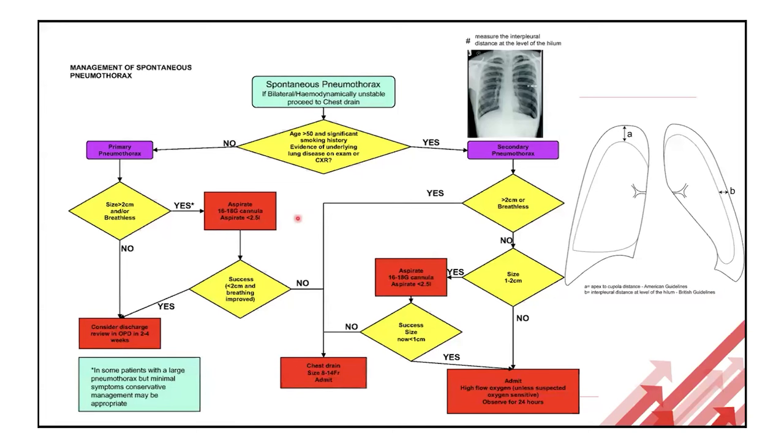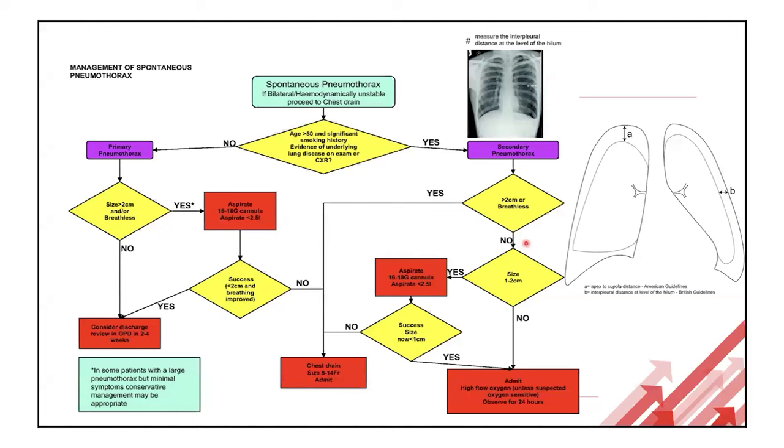All right, so that was primary pneumothorax. For secondary, if your patient has an interpleural distance at the hilum of more than 2 centimeters, or they're breathless, those ones need a chest drain. You have to admit them and put in a chest drain, okay? Because it's considered a larger one, and then also there are complications. Your patient is breathless, okay?